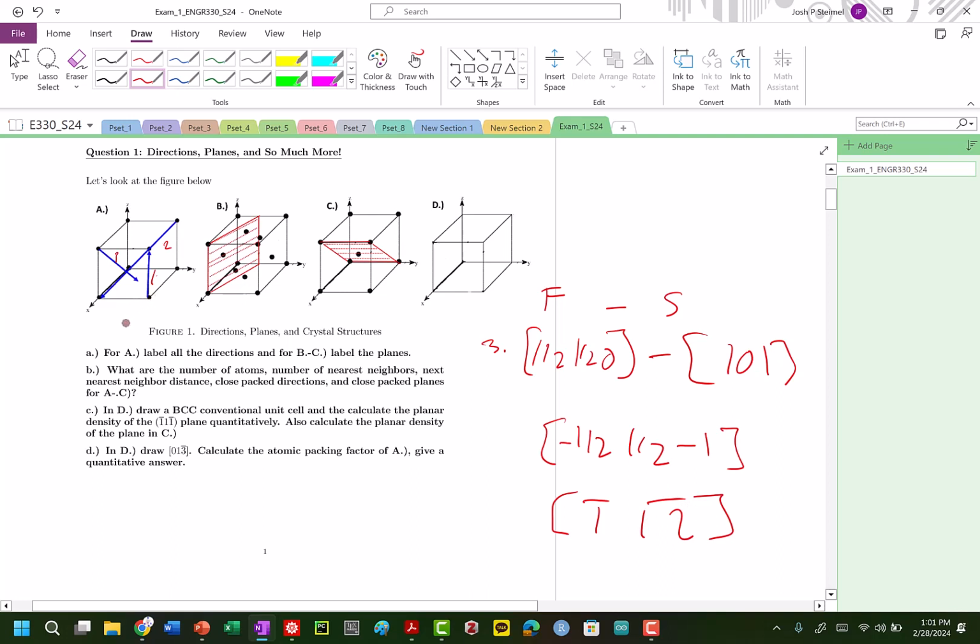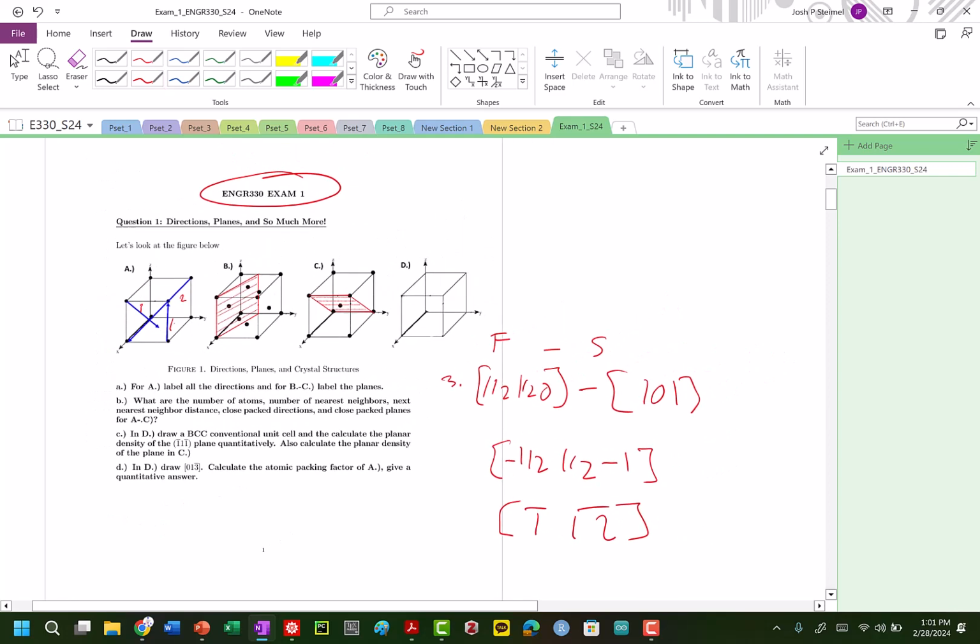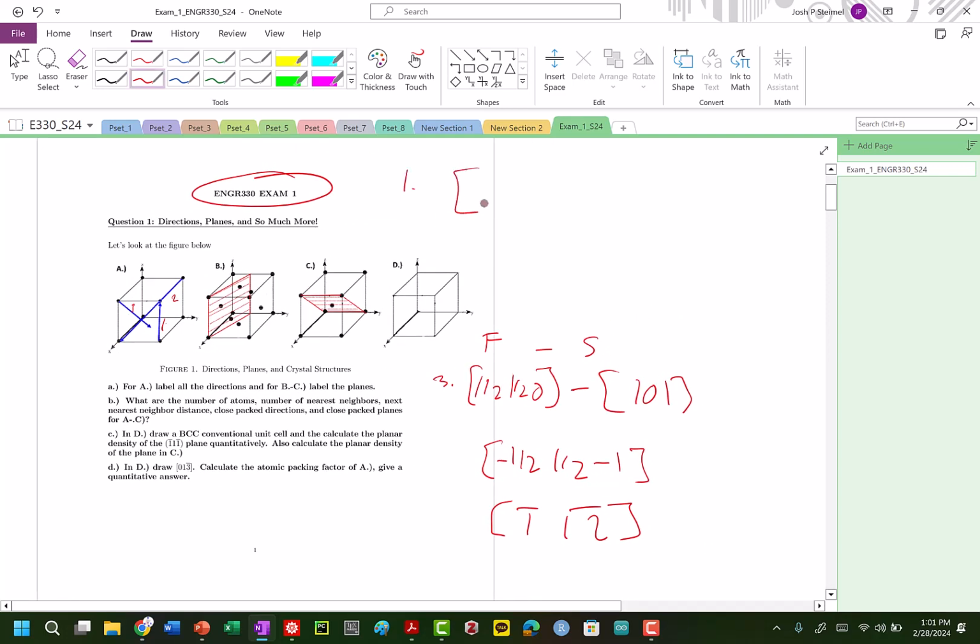For 1, let's go ahead and zoom out a little bit here. For 1, our finish is going to be at 1, 1, 1, minus our start, which is going to be at 1, 1, 0. So that leaves us with 0, 0, and then 1. There we go.